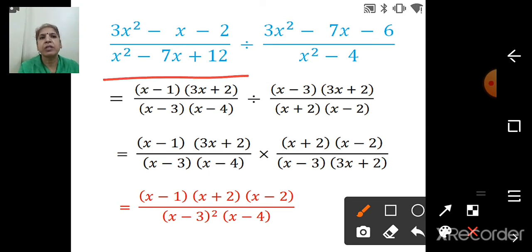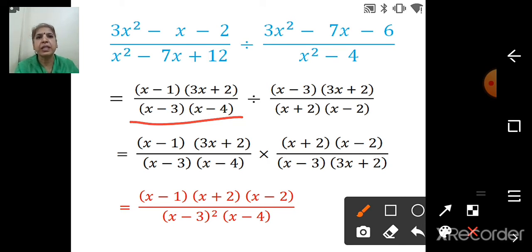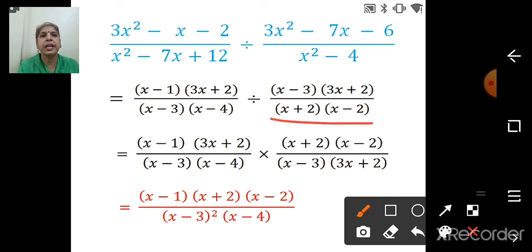And for the denominator x square minus 7x plus 12 we got the factors x minus 3 the whole bracket multiplied by x minus 4. Divided by 3x square minus 7x minus 6, the factors we got were x minus 3 the whole bracket multiplied by 3x plus 2. And the factors of x square minus 4 are x plus 2 the whole bracket multiplied by x minus 2. Now we write the first fraction: x minus 3 multiplied by 3x plus 2 upon x minus 3 multiplied by x minus 4.